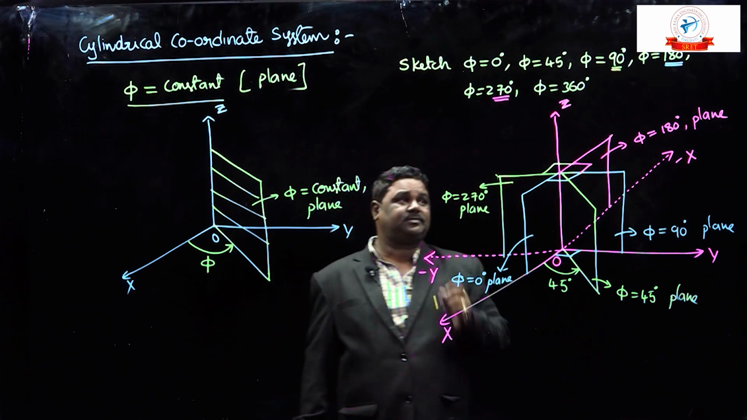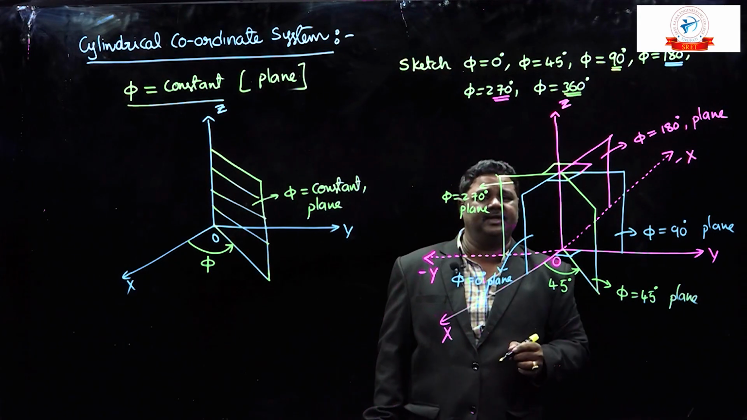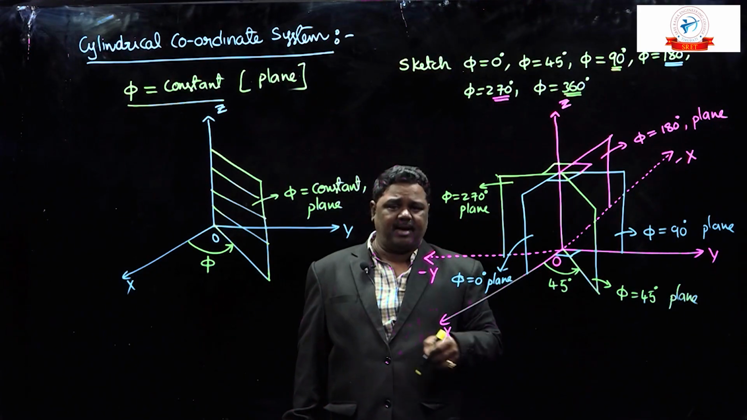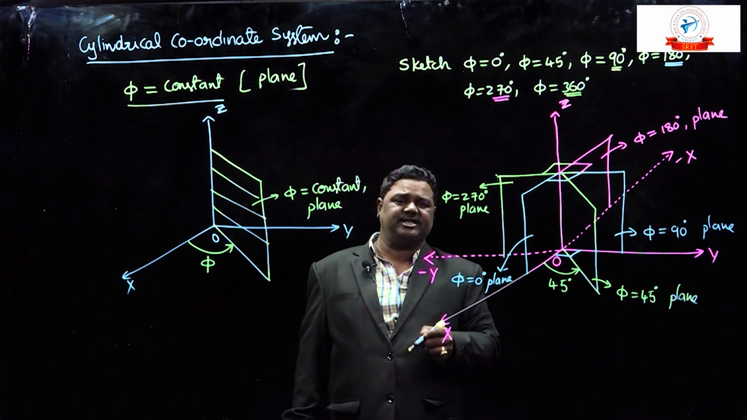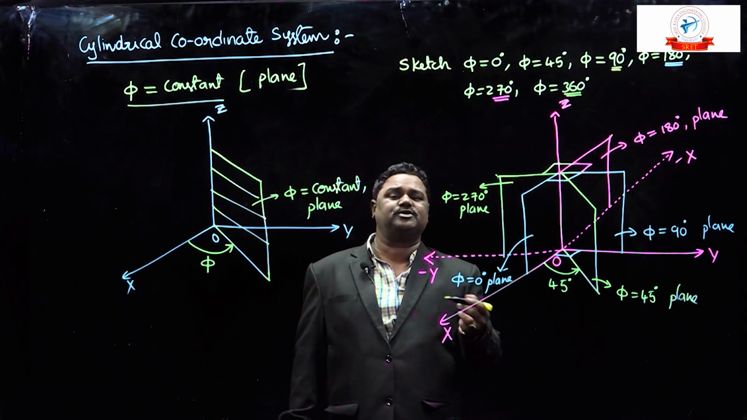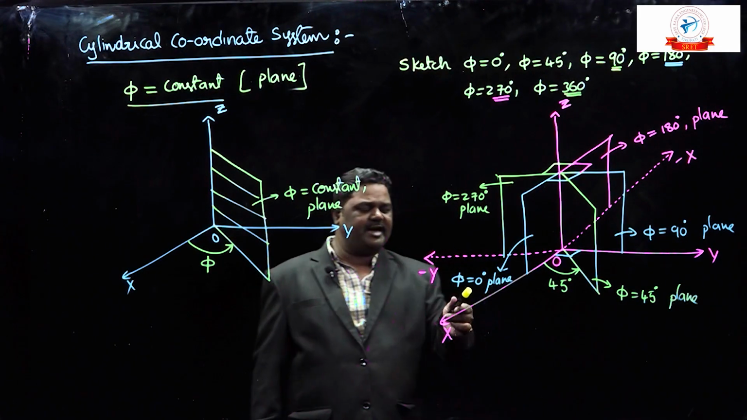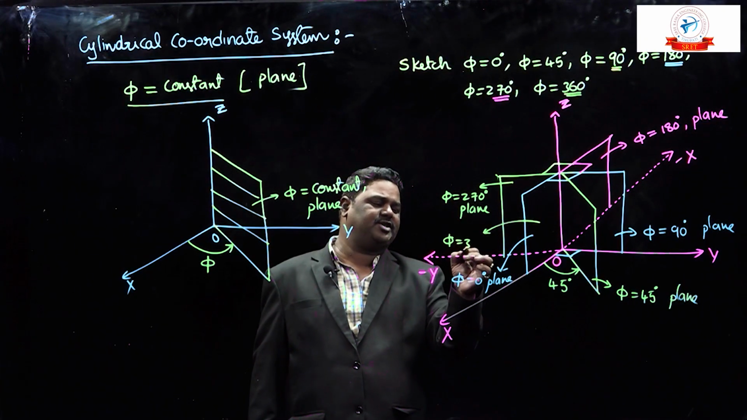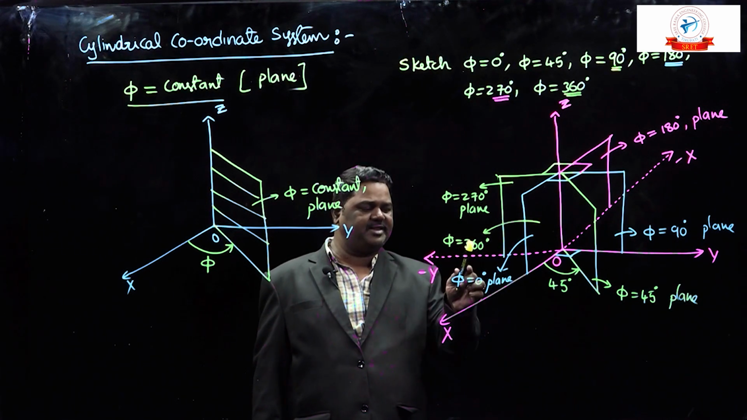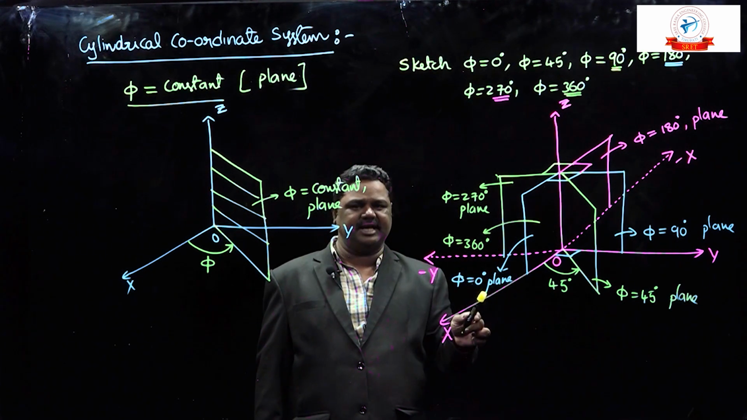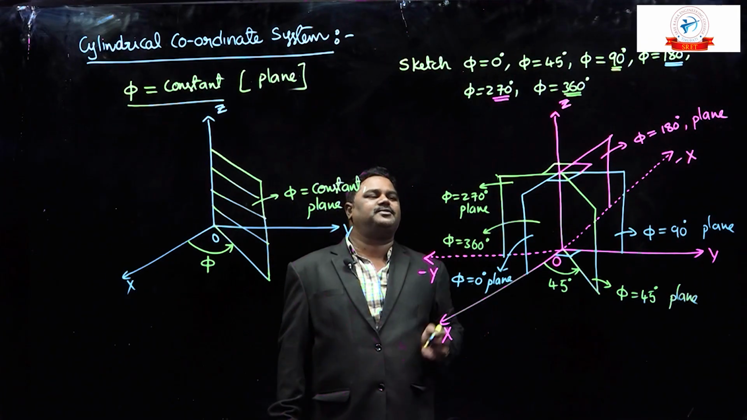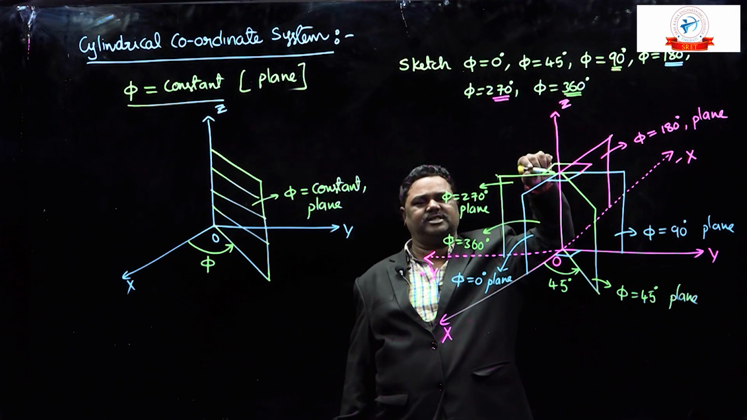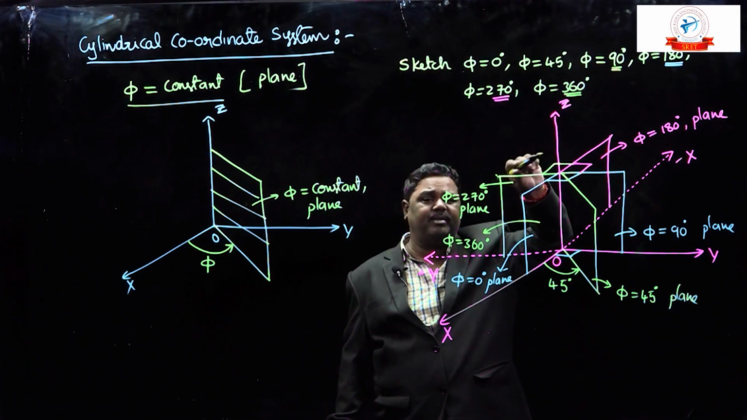Now finally, what is phi is equal to 360? Whenever any object makes 360 degrees of angle, this is called one complete rotation. If any object makes one complete rotation, or 360 degrees, it comes back to the starting point. What is the starting point? Phi is equal to 0. So this plane itself is called the phi is equal to 360 plane. Phi 360 and phi 0 planes are both the same. Now you can observe that all these planes combined can be called phi is equal to constant planes. Like this we can form an infinite number of planes.